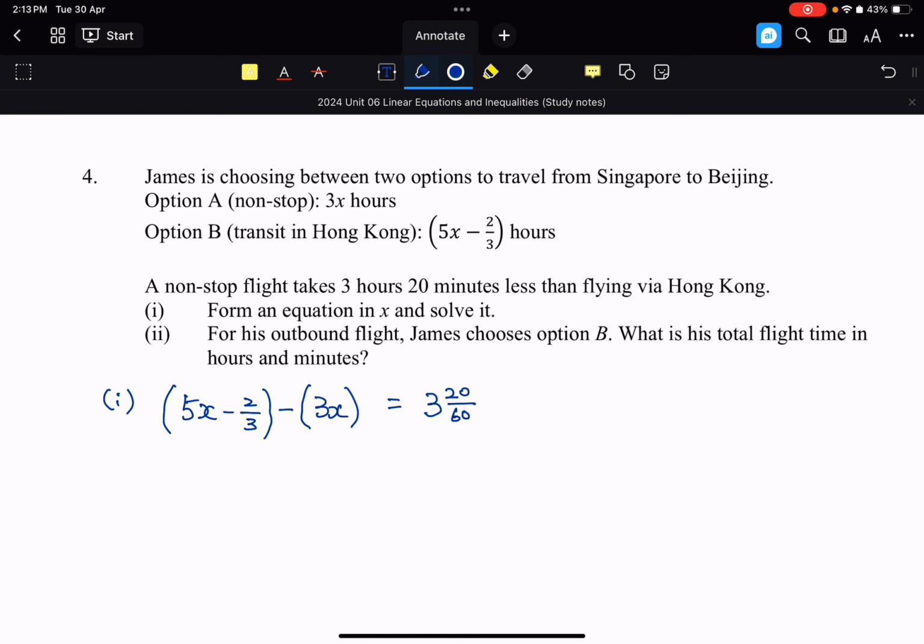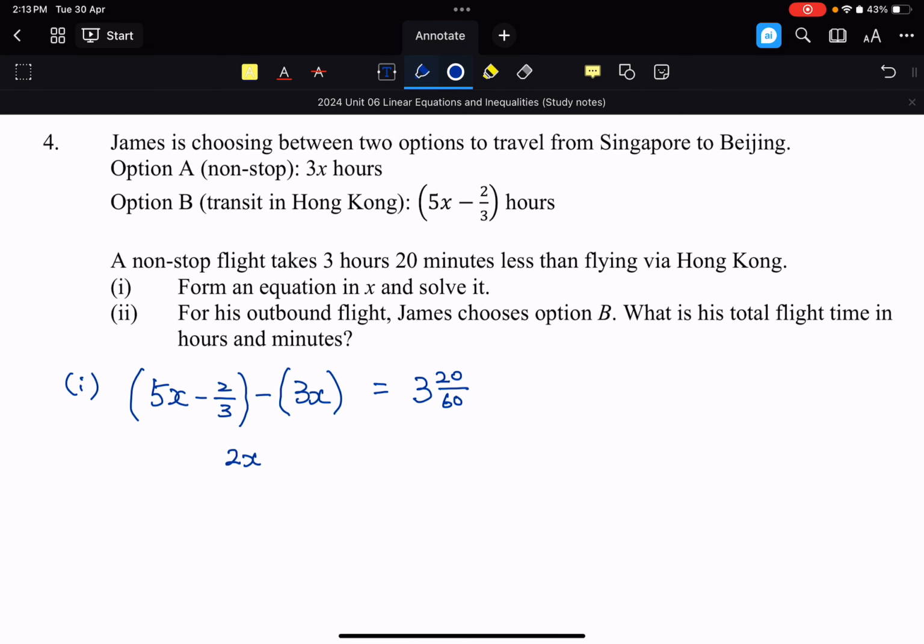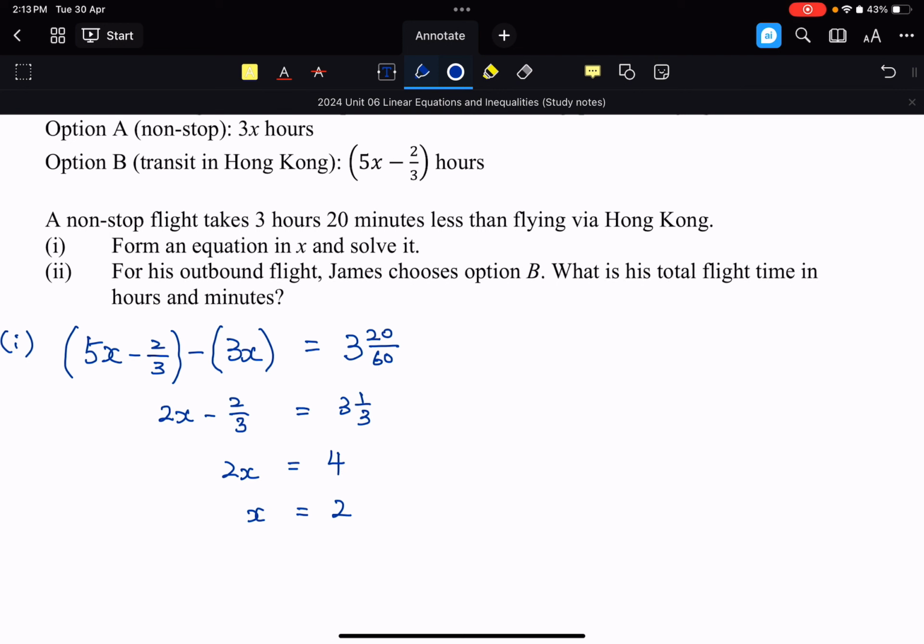This will be 2x minus 2/3 equals 3 and 1/3. So 2x equals 3 and 1/3 plus 2/3, which gives me 4. So x is equal to 2. So we found the value of x. After we find the value of x, we can actually answer the question.